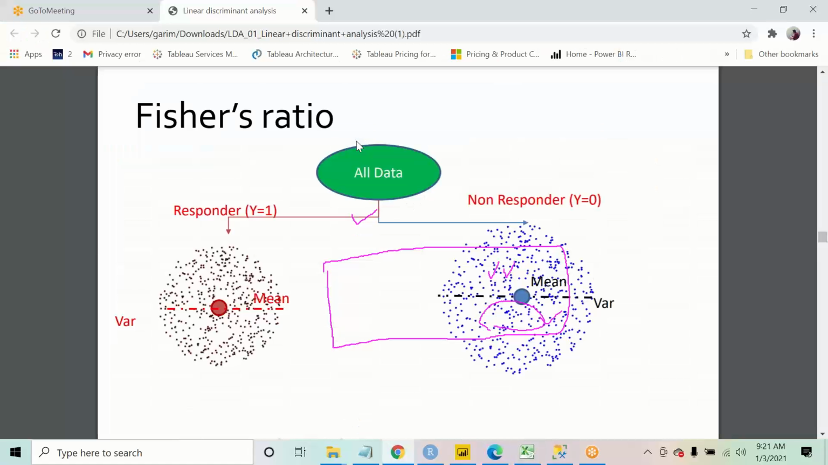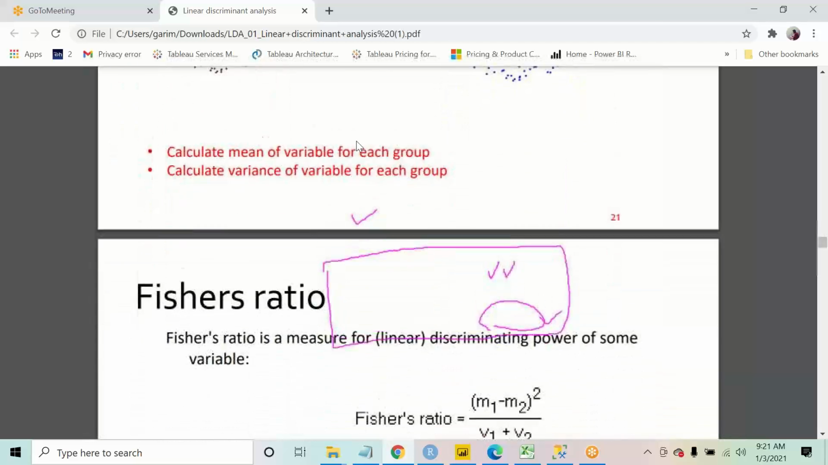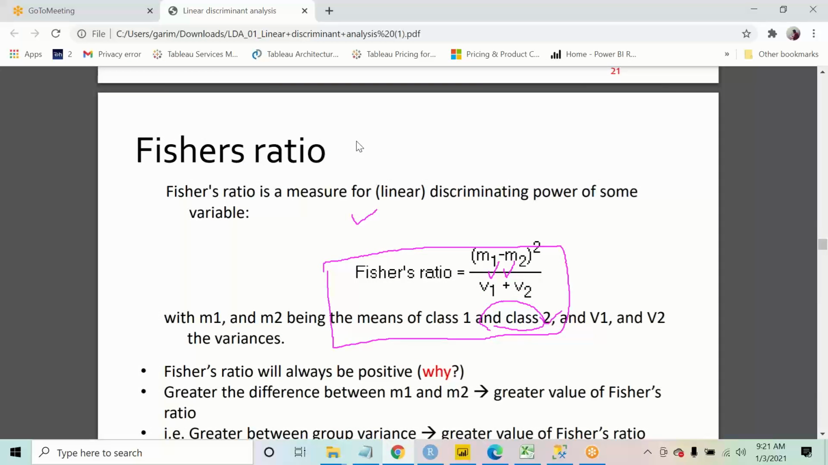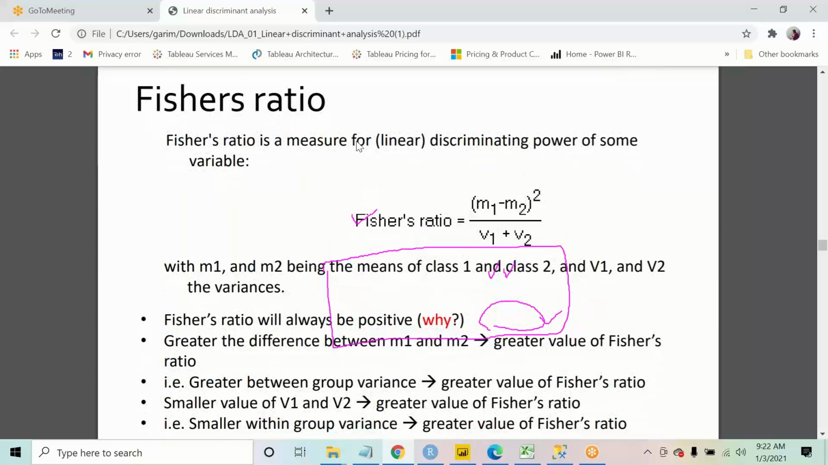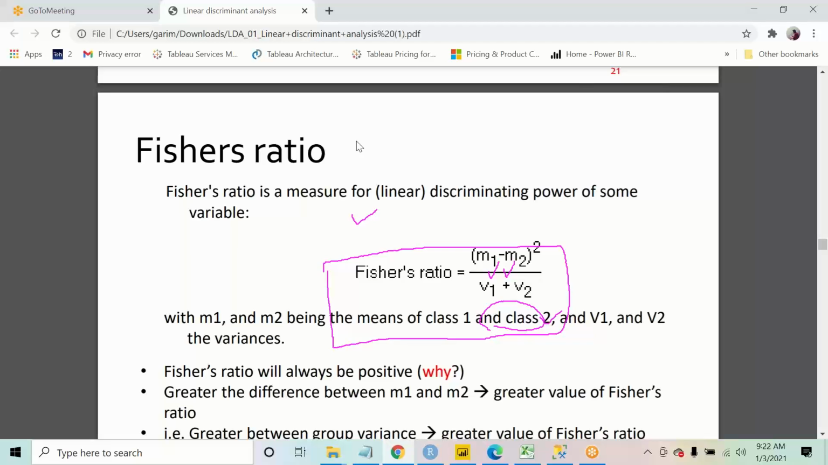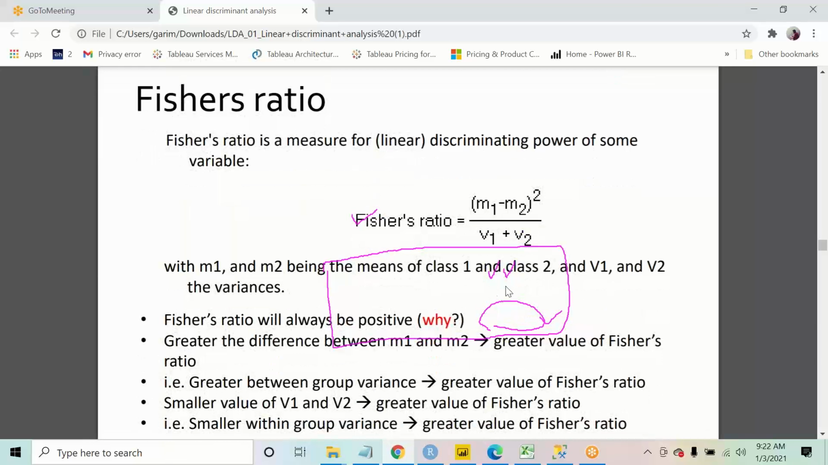So that is why, keeping all those things in mind, this Fisher's ratio has been created, right? The formula for that is (m1 minus m2) to the power 2 divided by (v1 plus v2). The greater the Fisher's ratio, the greater will be the importance of that variable. The higher the Fisher's ratio you get, the higher will be its importance in that model. Now, Fisher's ratio will always be positive, right? Because (m1 minus m2) is raised to the power 2, since we are taking a square, and variance is also a square. So that is why the Fisher's ratio will always come out positive.